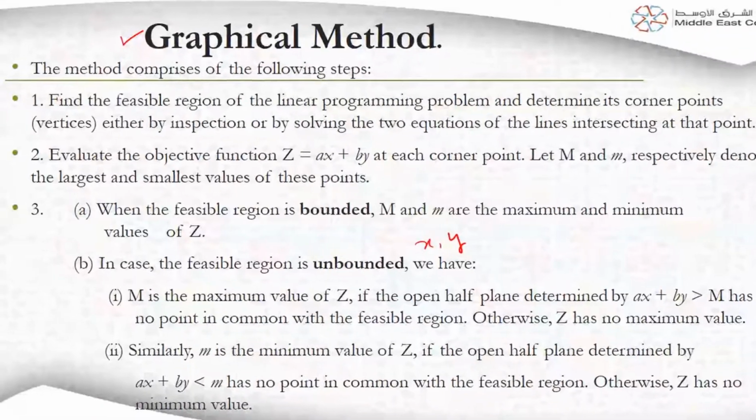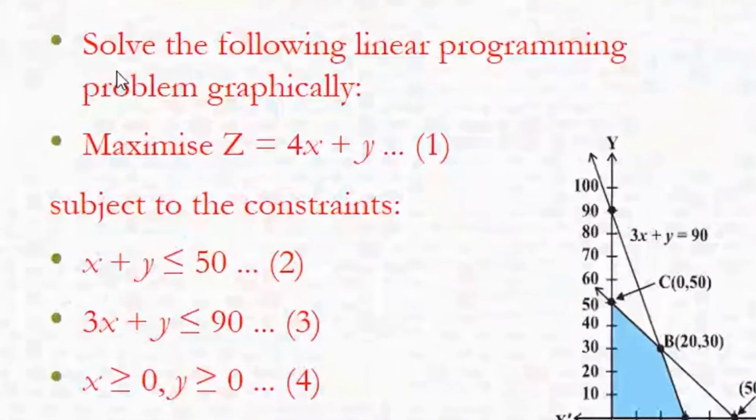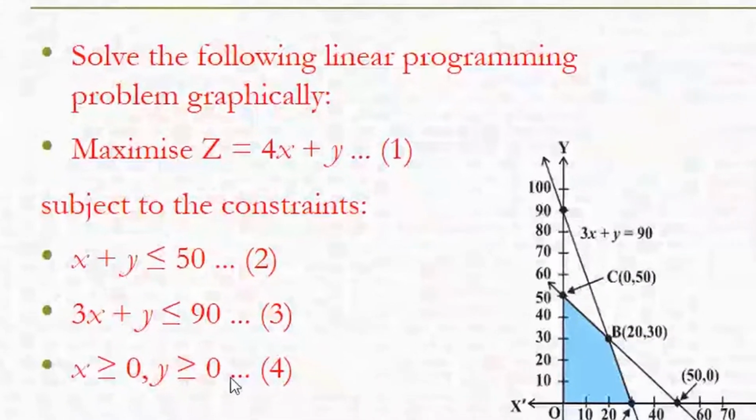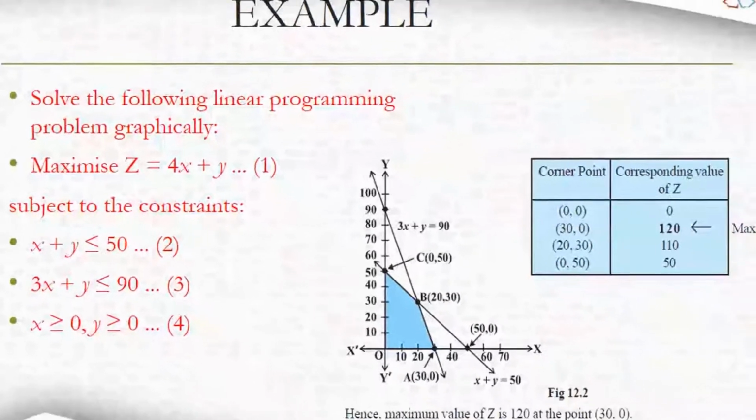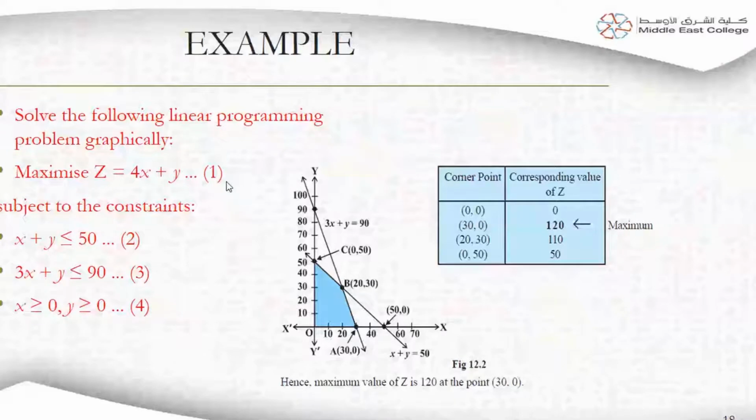The very first thing is the question: solve the following linear programming problem graphically. Okay, it is given: maximize z equal to 4x plus y, subject to the constraints x plus y less than or equal to 50, 3x plus y less than or equal to 90, x comma y greater than or equal to 0. Okay, so this is the complete question for you. Let us see how to solve this question.